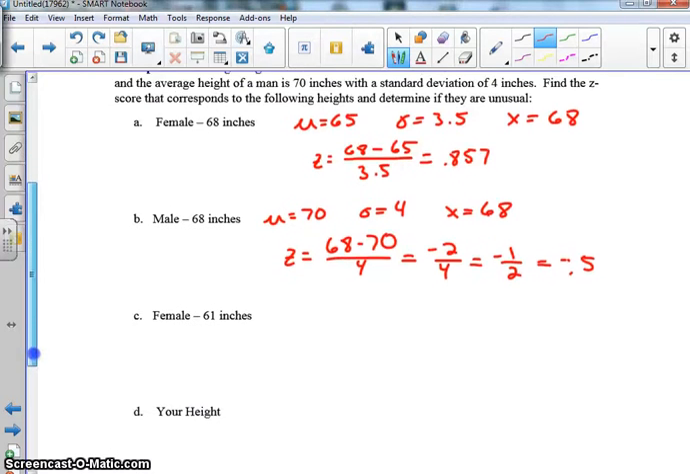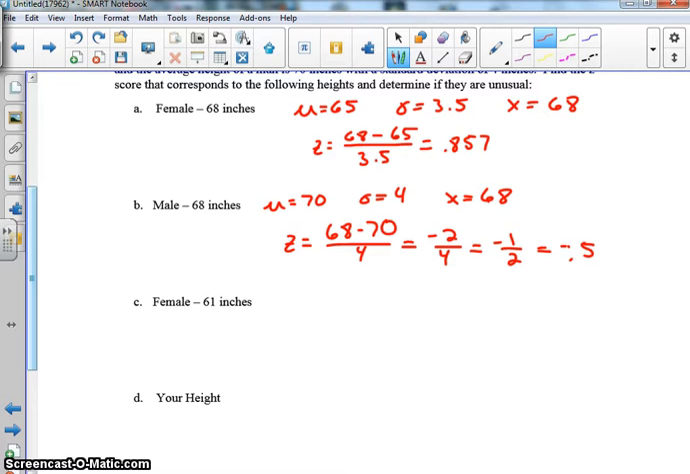There are 2 more on here. I'm going to give you about a minute or 2 to figure these out, and then we'll come back together. Your height obviously is going to be different for everyone, but we'll talk about it and make sure you understand. So I'll give you just about a minute to see if you can figure those out.